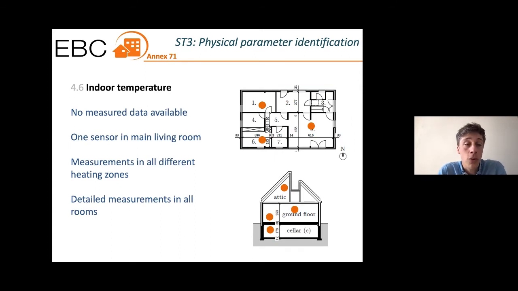Then indoor temperature, so often there is no measured data available. Sometimes you have thermostats which you can use the data from. So here in this part we look at the case where we don't have any data available until the case where we have a lot of data available.